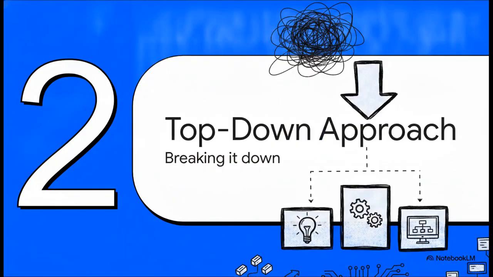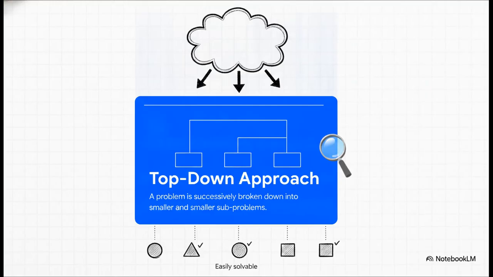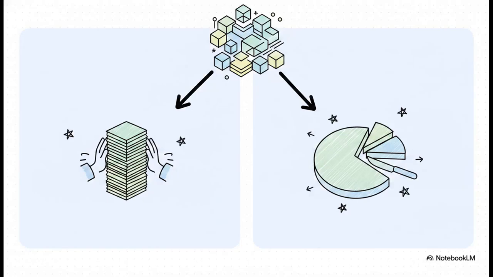Moving right along to Section 2, the top-down approach, or just simply breaking it down. You absolutely cannot just feed a massive, complex problem to a computer all at once. It will choke. Seriously, it just won't work. So you have to use what's called a top-down approach. You take your big, scary problem and you successively break it down into smaller and smaller subproblems. You basically just keep slicing it up until each little piece is so simple, it's easily solvable completely on its own.